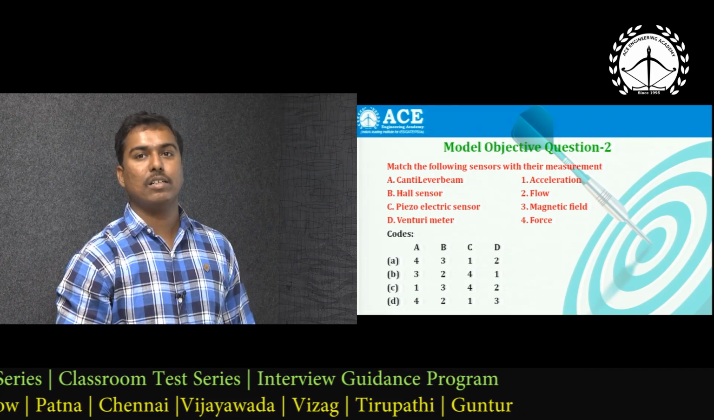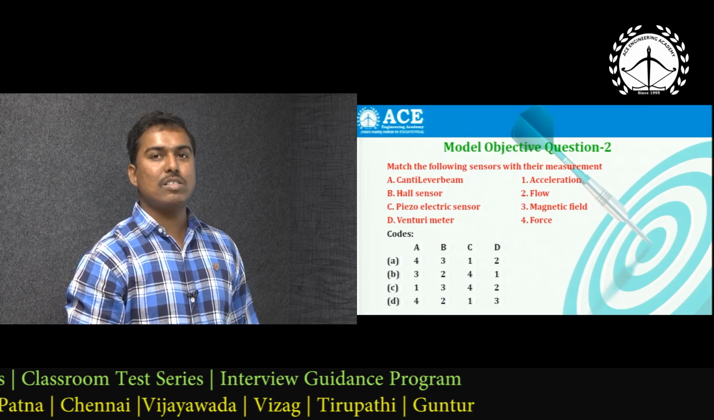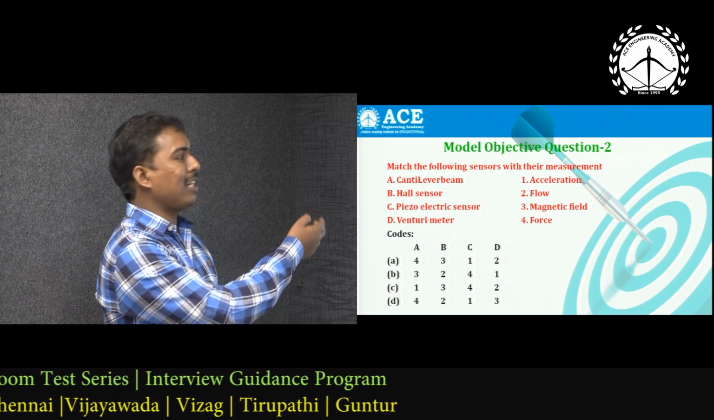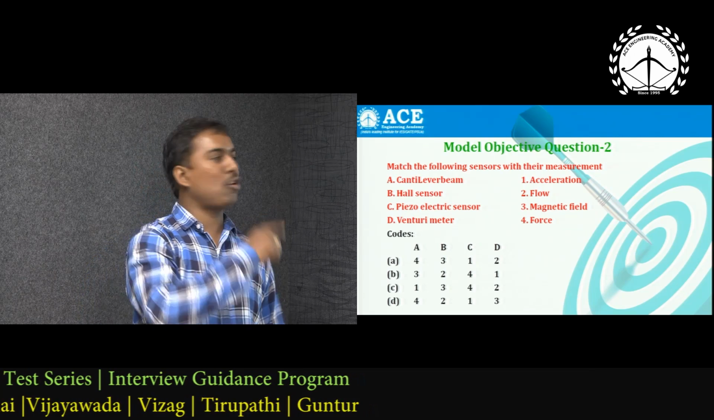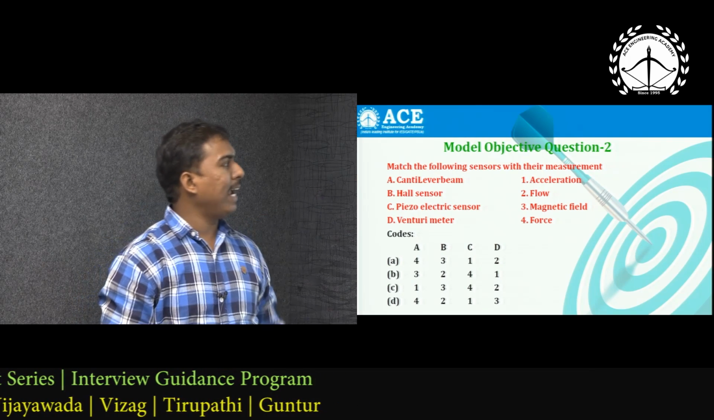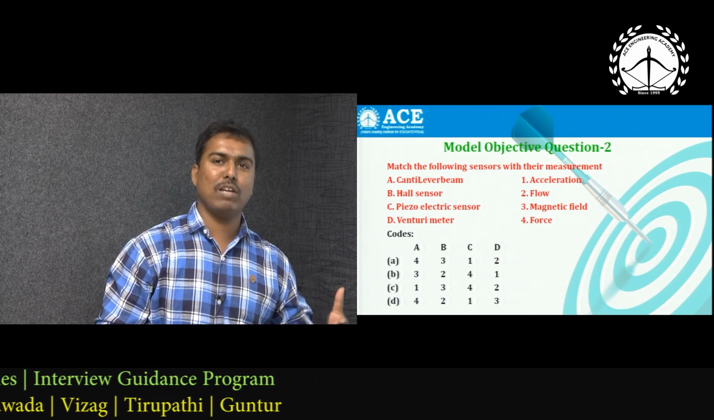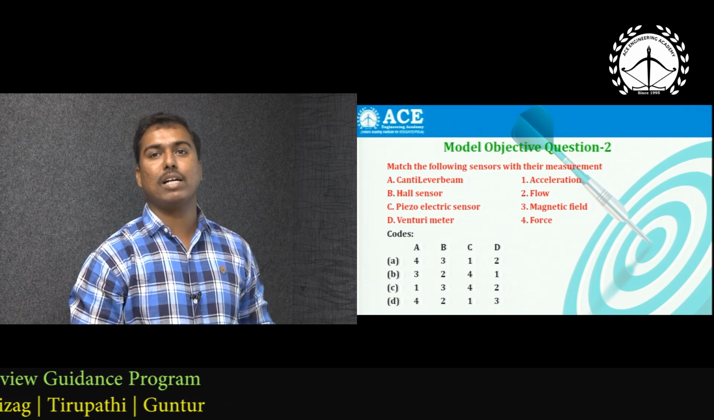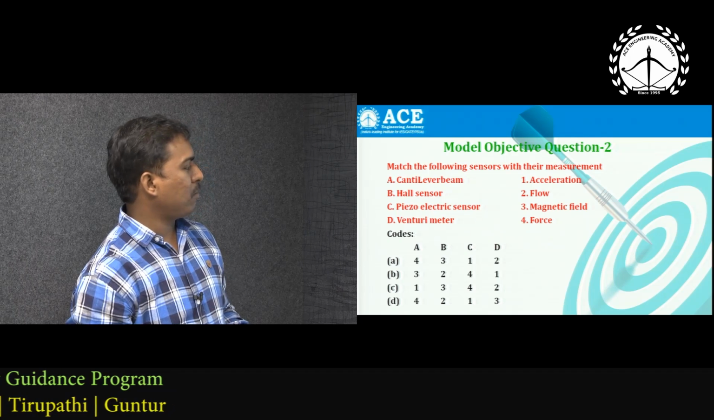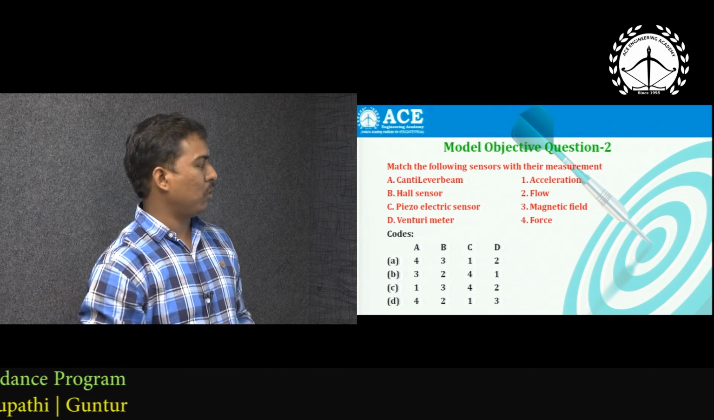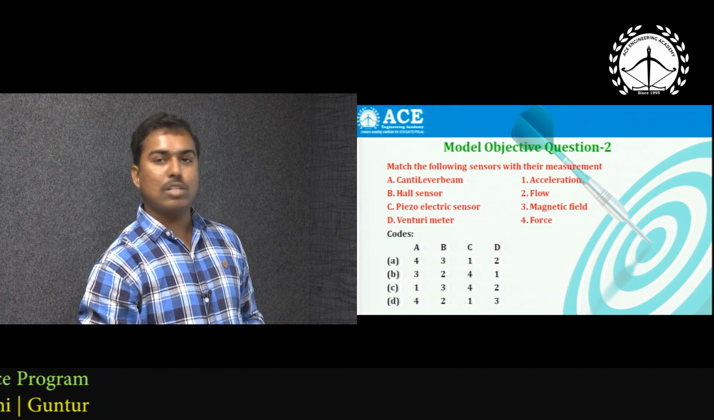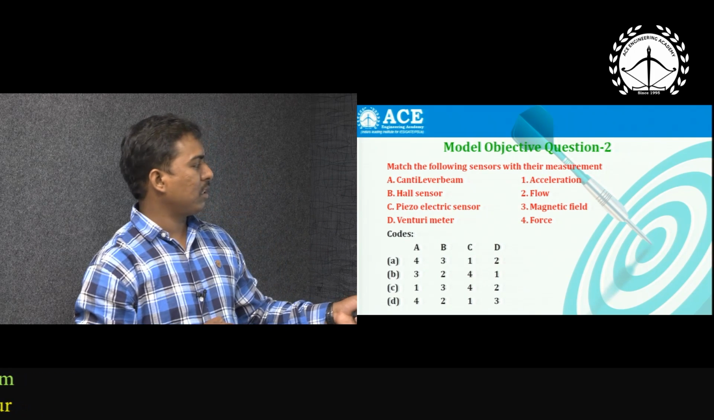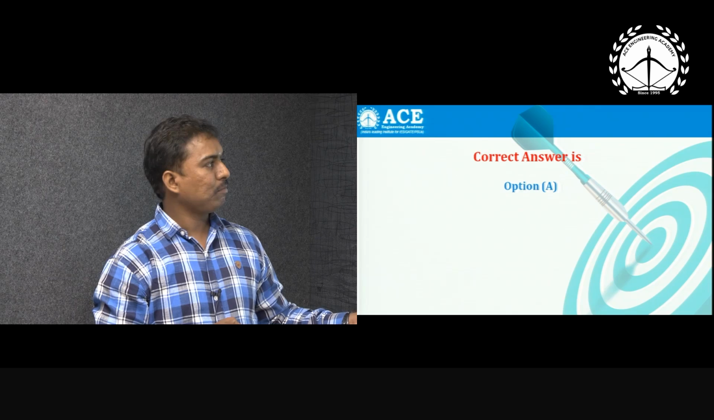These two are advanced, B and C, Hall sensor and piezoelectric. Hall, as just now explained, is magnetic field, and piezo, as explained, is acceleration. That means as a combination, A and D are pure mechanical, which the student will be aware of, and B and C are electronics. So he will combine the concepts of mechanical and electronics. So the correct option, I think cantilever beam goes to 4, Hall sensor will go for magnetic field, piezo will go for acceleration. The correct answer is option A.